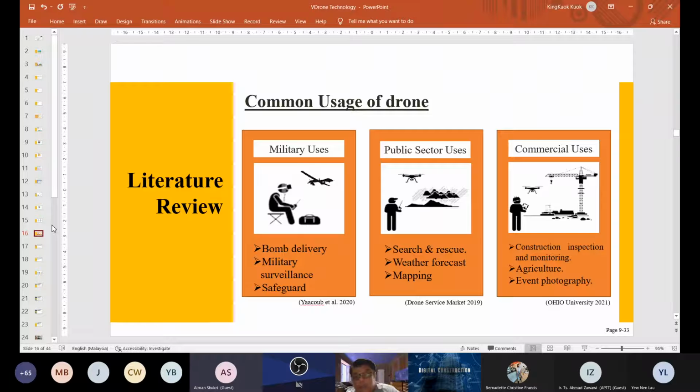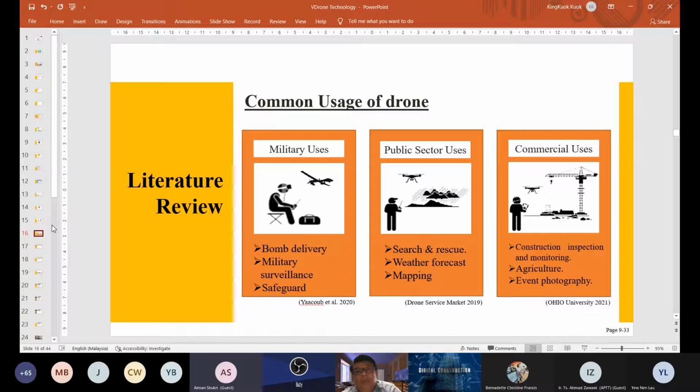And for commercial use, in our line in the engineering field, we use it for construction, inspection, and monitoring. In agriculture, they use the drone to fly over and spray fertilizer and pesticides on the plants. And the last one is event photography.